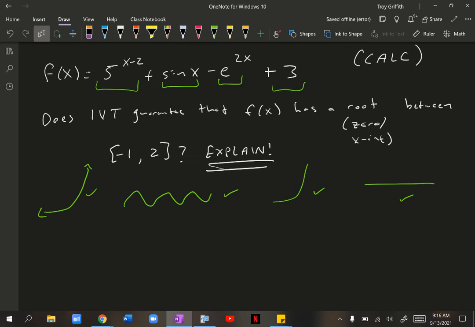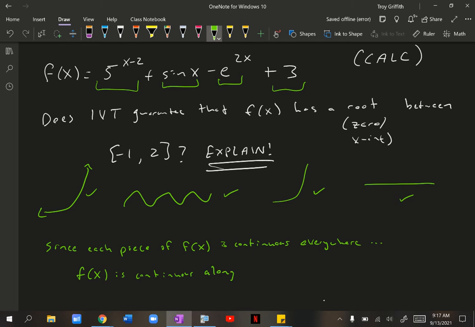Okay, so I'm going to go ahead and start this by saying, since each piece of f of x is continuous everywhere, which doesn't necessarily need to be the case, but all these functions that we picked here are continuous everywhere, we can say that f of x is continuous along the closed interval from -1 to 2.